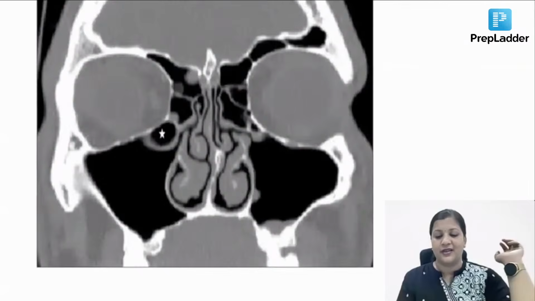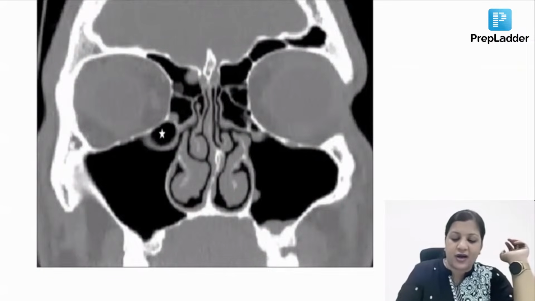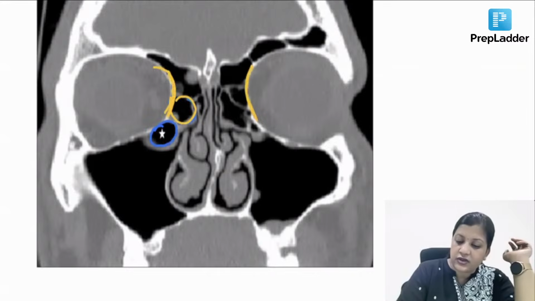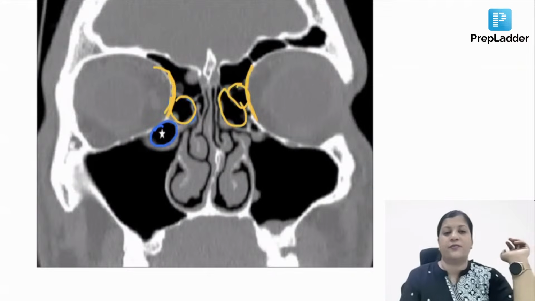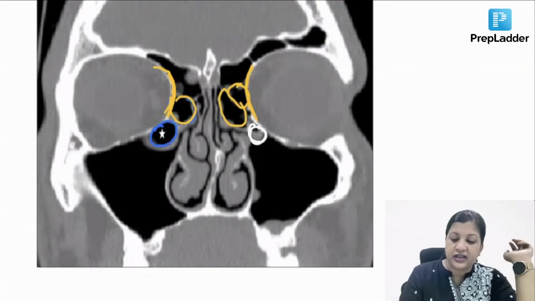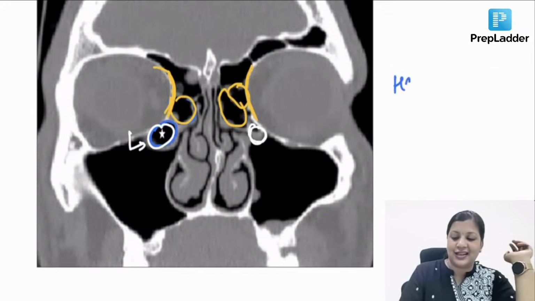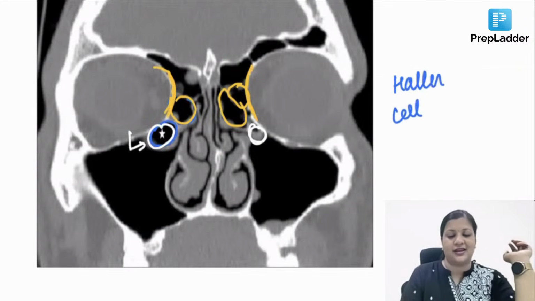Simple, done. Now let's go to this image. They have marked the structure here. So normally the ethmoidal air cells, you see here, these are the ethmoidal air cells which are present in relation to the medial wall of the orbit. But you see there is one air cell which is present in relation to the floor of the orbit. What is this cell called as? Very good. This cell is nothing but your Haller cell.